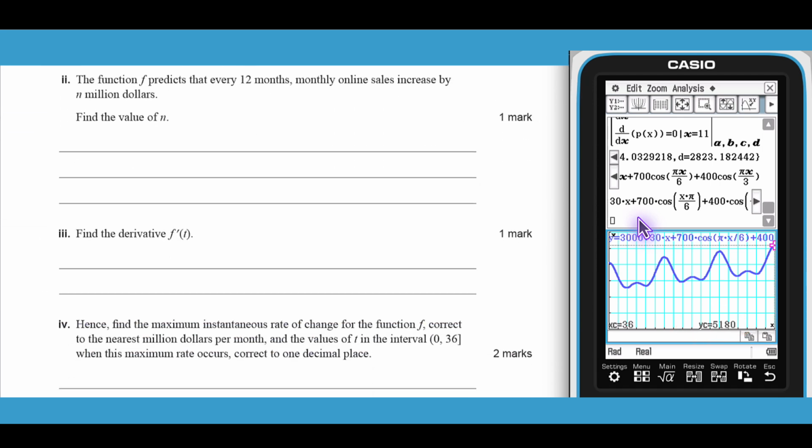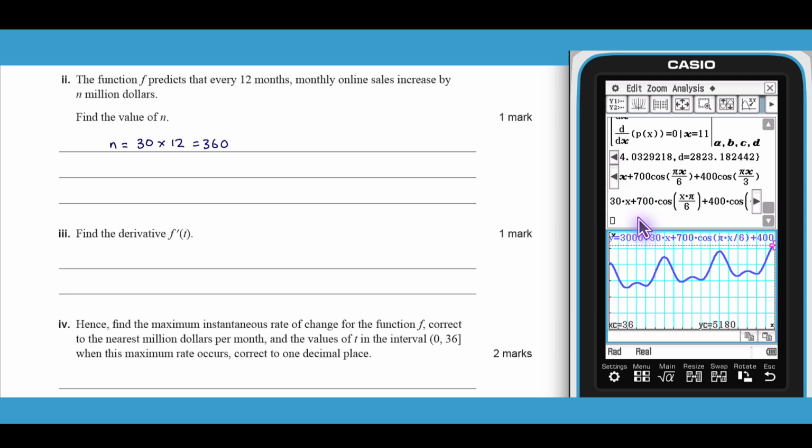In Part 2 of this question, we are told that every 12 months, sales increase by N million dollars, and we are told to find N. This increase is due to the only part of the function f that is not periodic, which is the linear term 30t. As such, the increase in sales in 12 months is 30 times 12, which is 360.